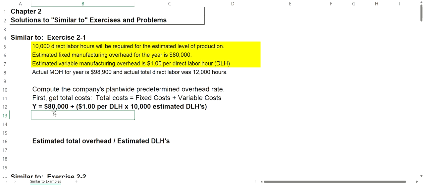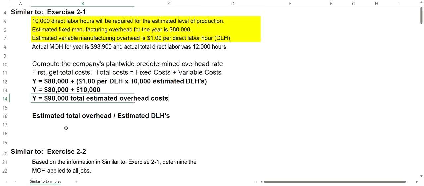So I wrote out the equation, assume Y is total cost. So Y equals 80,000, the estimated fixed manufacturing overhead, plus $1 times direct labor hours. And in this case, it's $1 estimated per direct labor hour times 10,000 estimated direct labor hours. So as we complete it out, Y equals 80,000, and the estimated variable cost when you multiply it out would be 10,000. Y equals $90,000. Okay, so that would be my total estimated overhead cost.